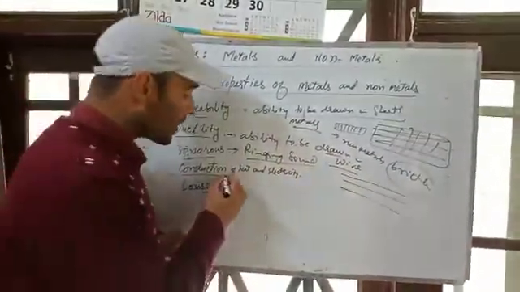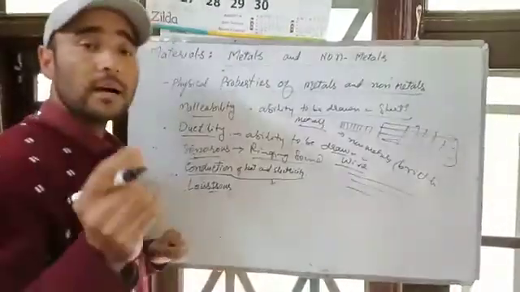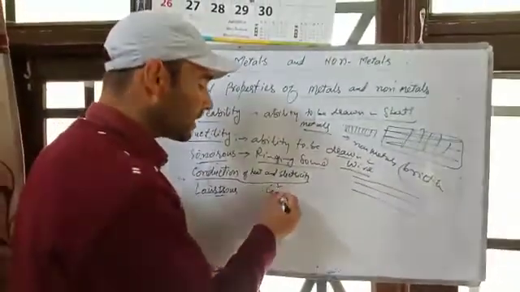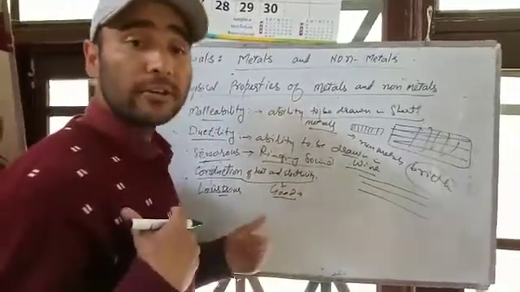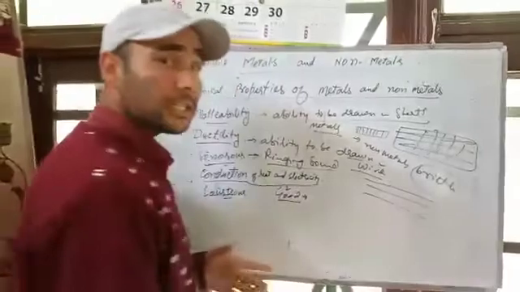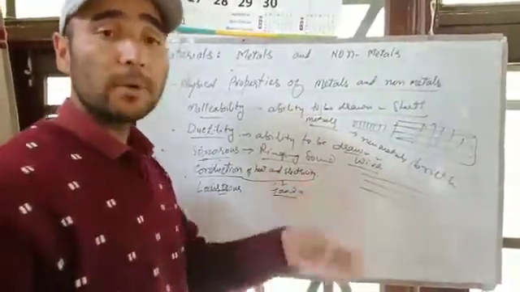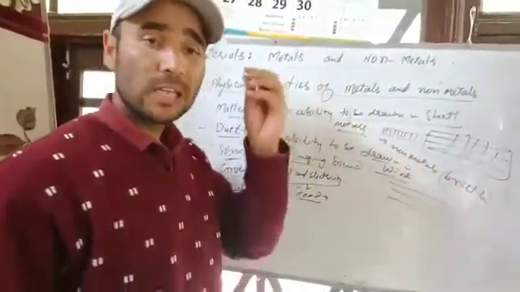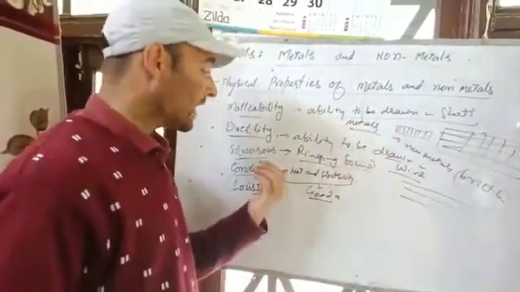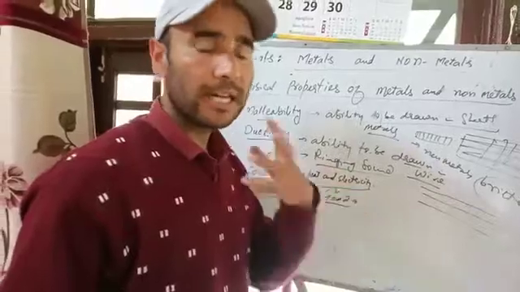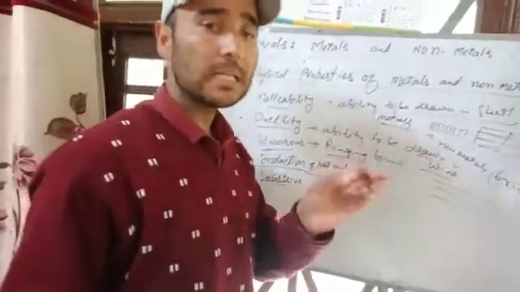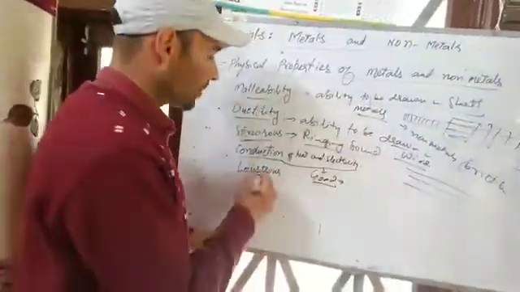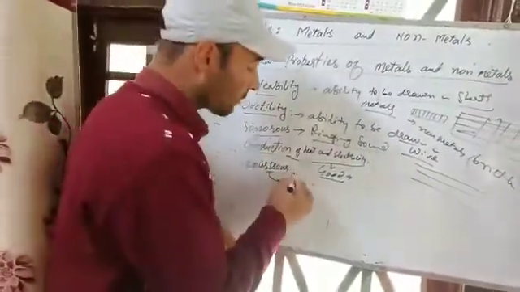Another is conduction of heat and electricity. All the metals like iron, copper, aluminum are good conductors of electricity and heat. That means they can transmit heat and electricity both from one end to another end. For example, the wire which is connected from the electric pole to your home, aluminum wire or copper wire, is a good conductor of electricity. Electricity can pass through the metals, but non-metals are not good conductors of heat and electricity.